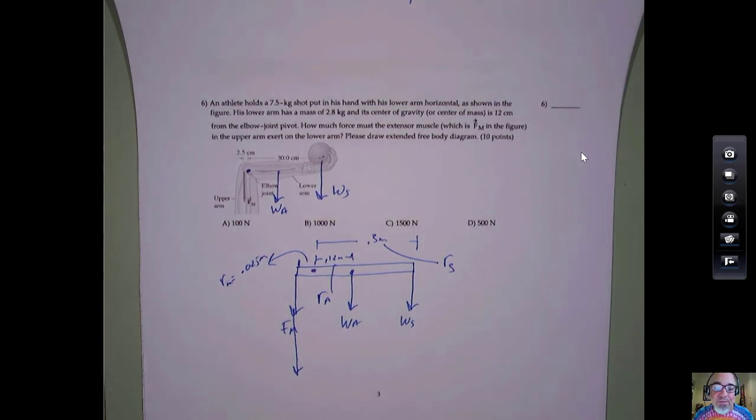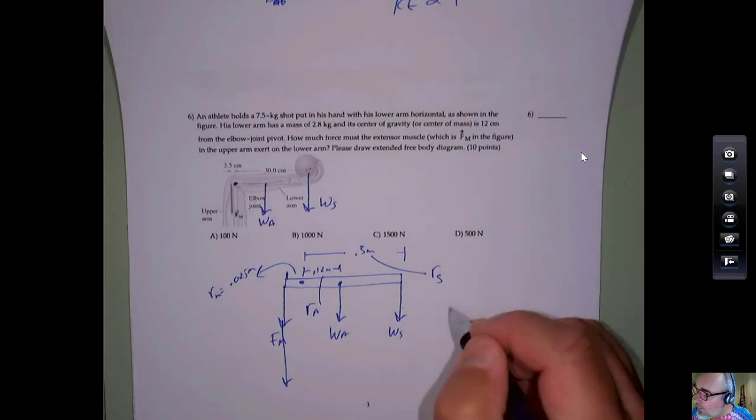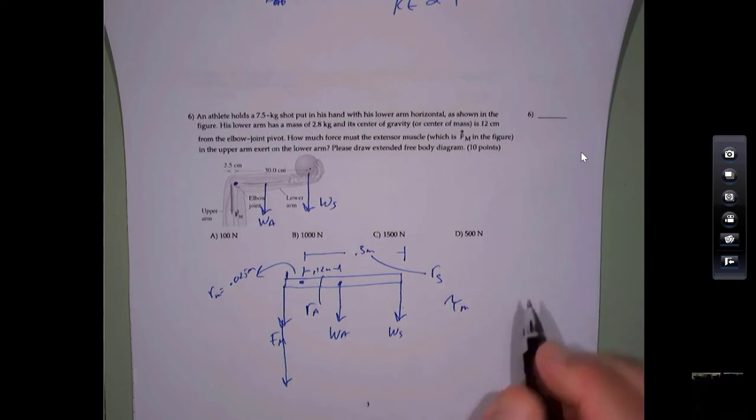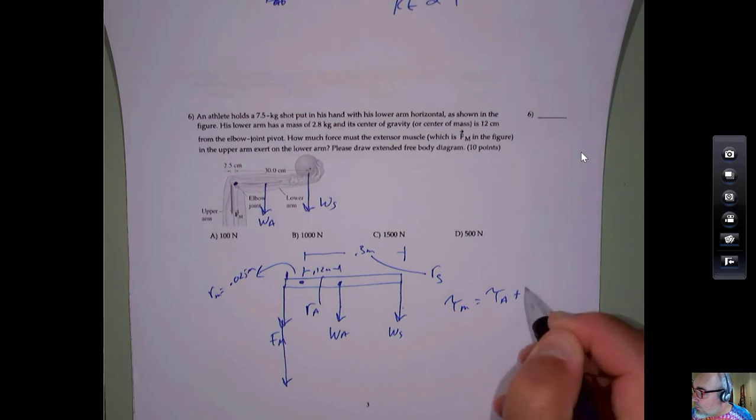It means distance. Okay. So again, as far as torques go, this and this are making it rotate this way about the pivot point. The muscle is making it rotate this way. Okay, so the torque by the muscle making it go one direction has to be equal to the torque from the arm plus the torque from the shot put.